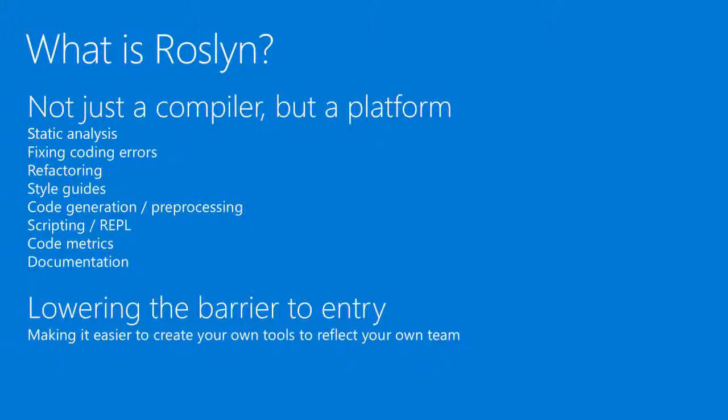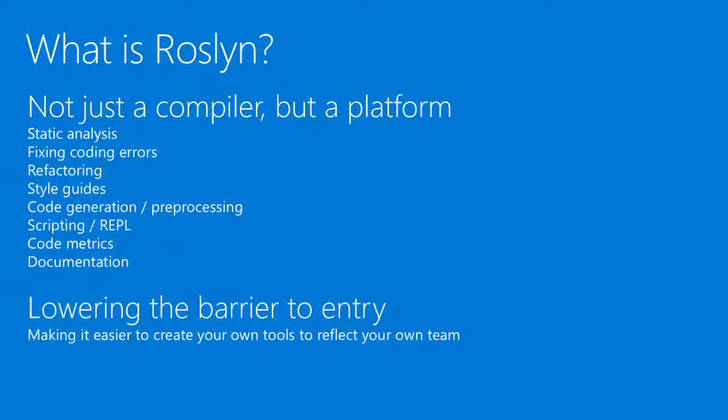So Roslyn is not just a compiler. It's a platform that you can use to build tools using those compiler as a service features. And that could be things like static analysis tools. They can provide fixes to mistakes that your colleagues make, not you, obviously. They can do refactorings for you. You can use them to implement style guides by, again, looking at the code, does it conform to our style guide? You can use it for code generation.